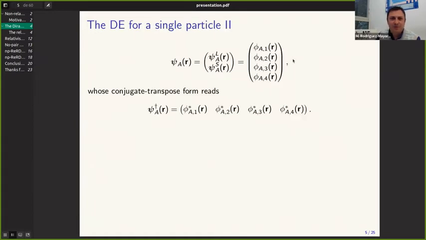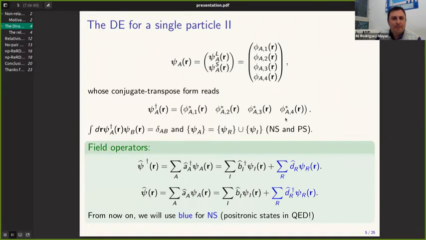If we solve this problem, we will obtain a four-component spinor that is built from scalar functions, and that are usually just put together as a large component and a small component, taking, for example, these two parts for the large and these two for the small. We have the conjugate transpose of this that looks like this. And then we know that the solutions form an orthonormal basis that we can use to build our field operators.